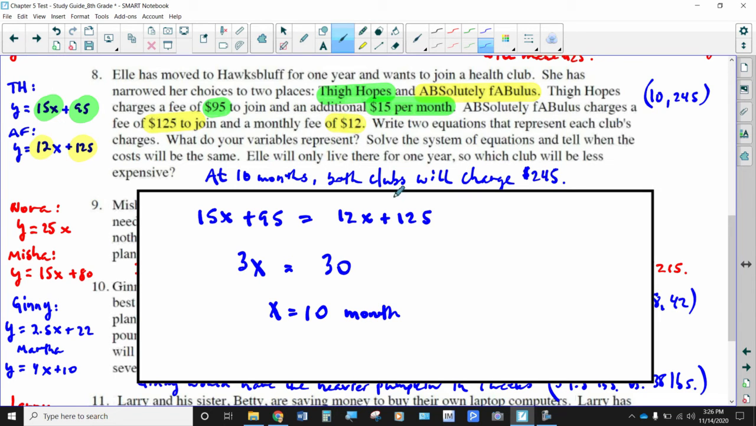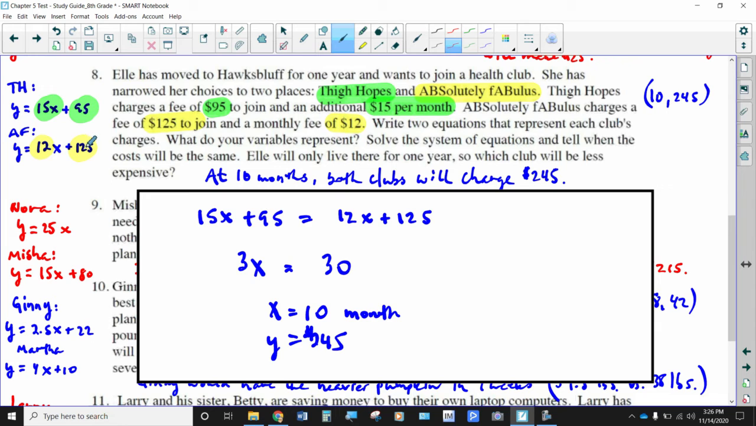So let's figure out what the total charges would be. 12 times 10 is 120, plus 125 is 245. So that's going to be y is equal to $245. If she ends up being there for a year, let's prove that this one is going to be the cheaper one anything more than 10 months. We know that's cheaper until 10 months.